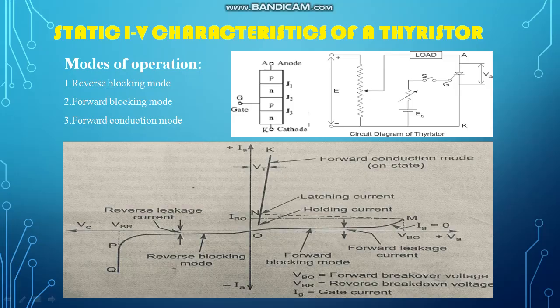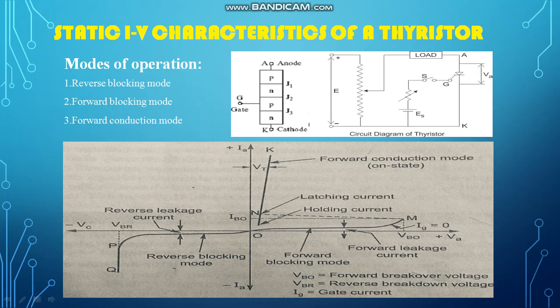So this is the reverse blocking mode because it is not conducting. Here it starts conducting, there is a reverse conduction, but it is not recommended. The next mode is the forward blocking mode. Forward blocking mode means now I make anode positive and cathode negative, but the gate is open, no gate pulse is given. Only anode is positive, cathode is negative.